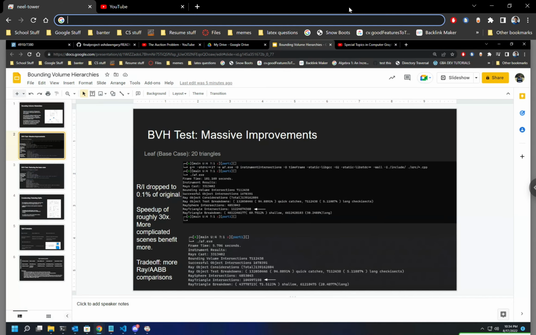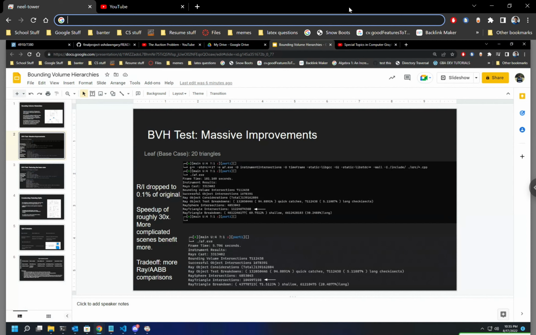Back to the presentation. In the leaf case, where we just consider a conglomerate, there's a lot of intersections required. It's a number so big I don't even know it right here. But when we implement the BVH node and the naive algorithm, you can see there's a massive speedup, and there's only 1 billion ray triangle intersections being done. So it drops to nearly 0.1% of the original.